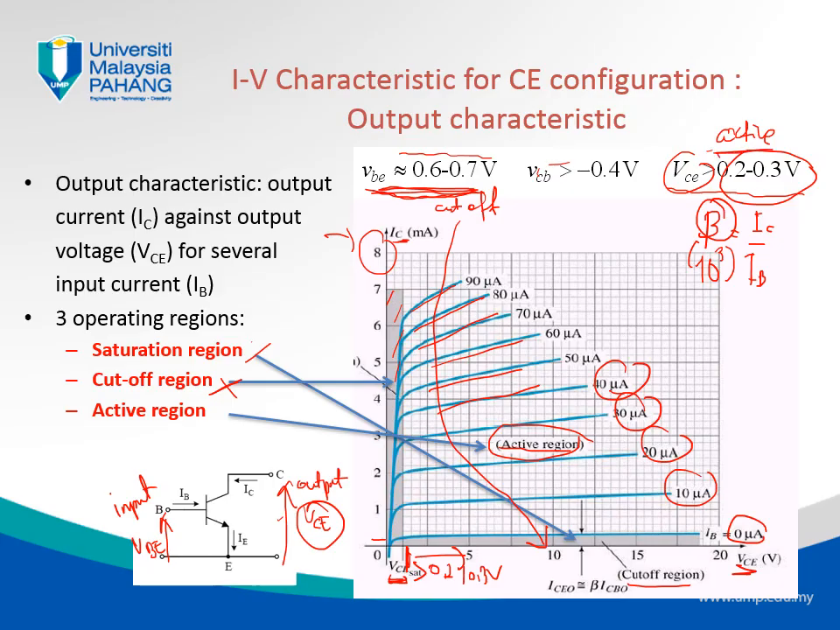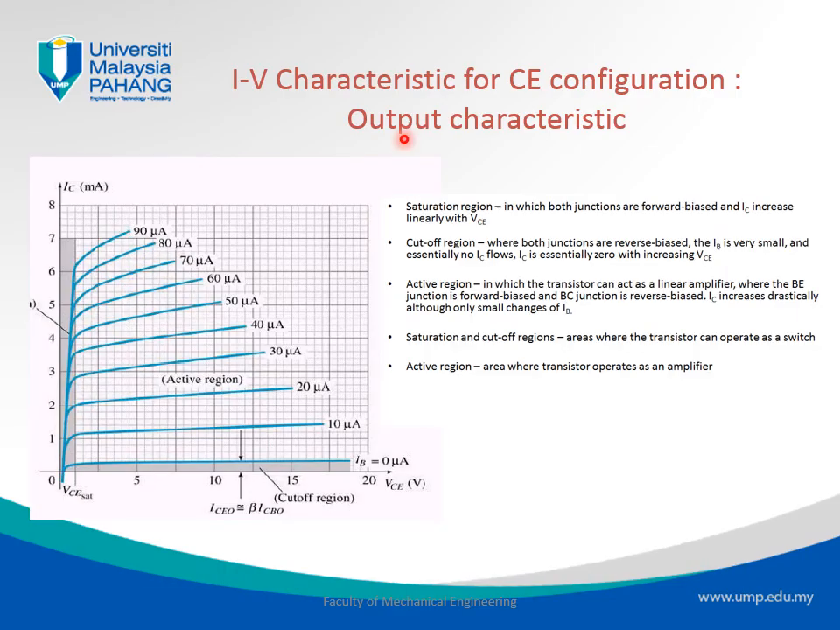region, right? So here is the cutoff region, here is the active region. And in this condition, what we have is VCB. VCB is basically this voltage. The consequence of both of these is that we will have VCB larger than 0.4 volts. A more precise definition of the output characteristic can be found in this slide.